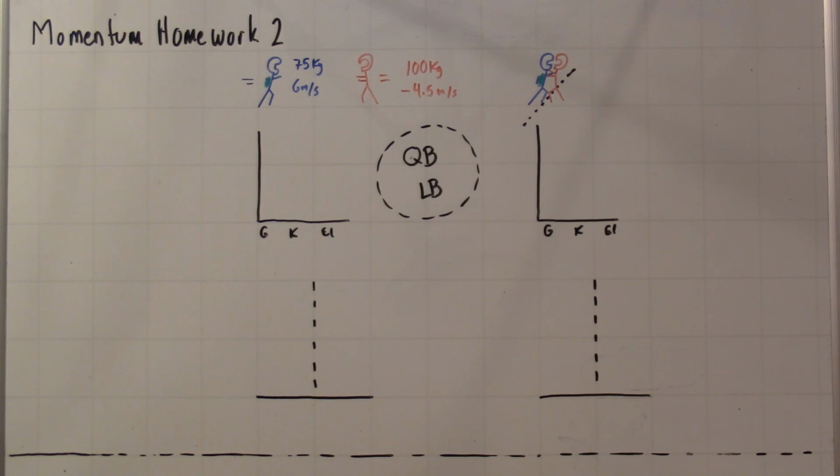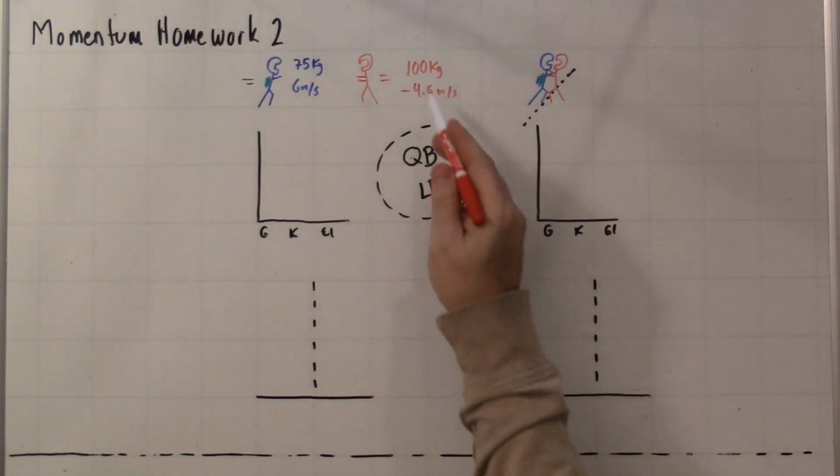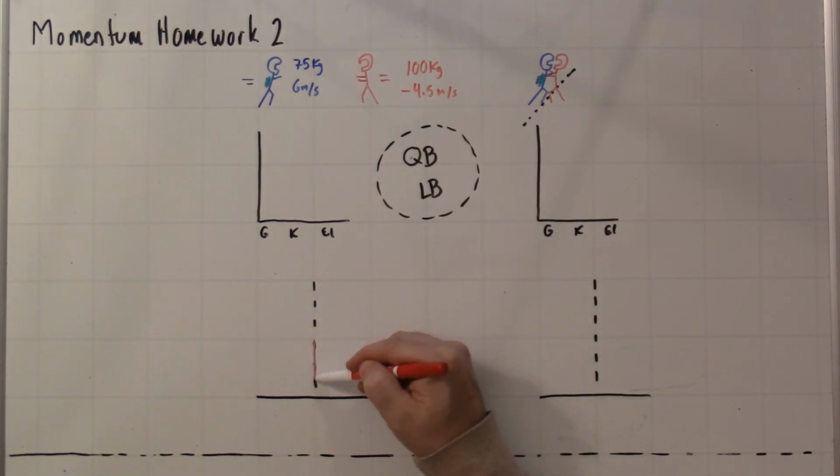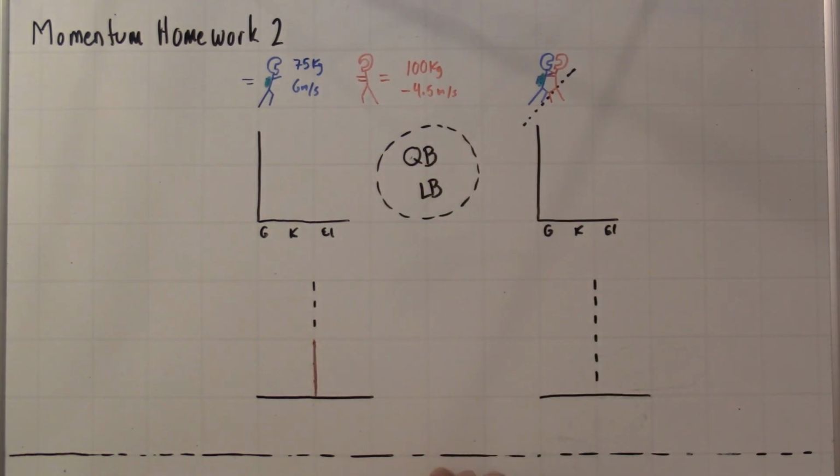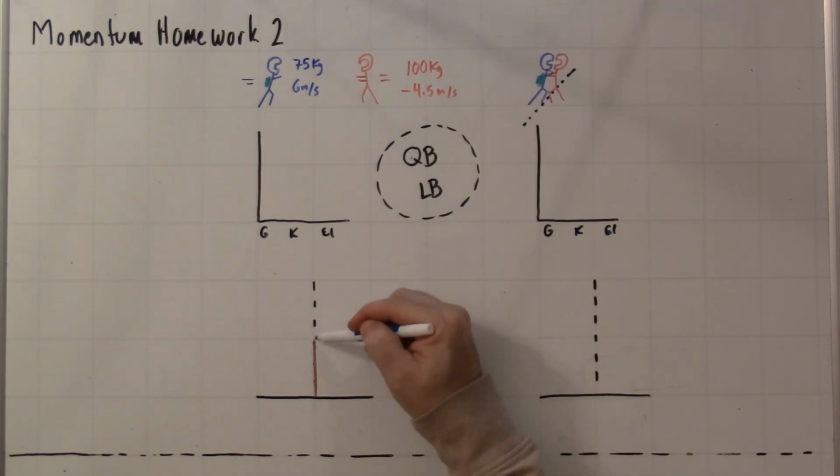So when I go to draw the linebacker, one thing I notice is that he is much more massive. He's 100, so I'm going to draw him a full 100 here. And then what about the quarterback? He is 75. So that's 3/4, so I'm going to draw him like that.